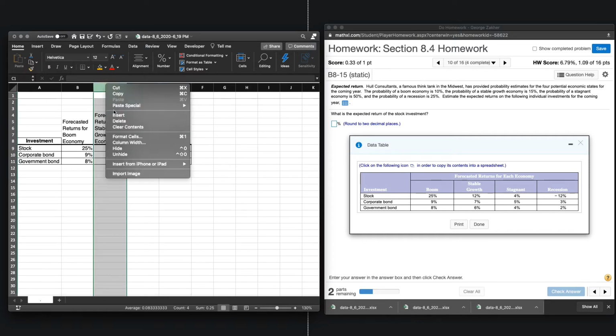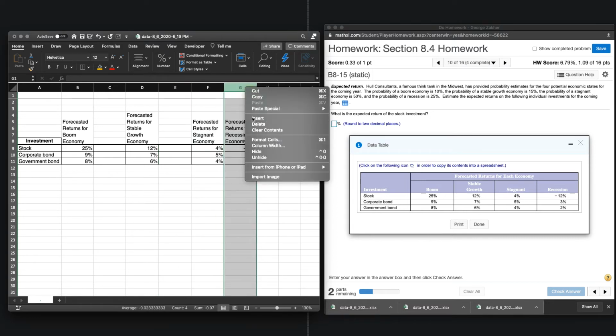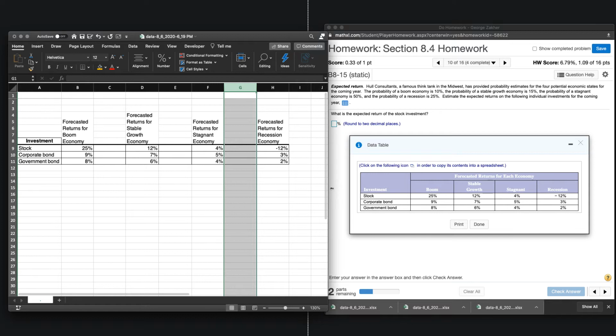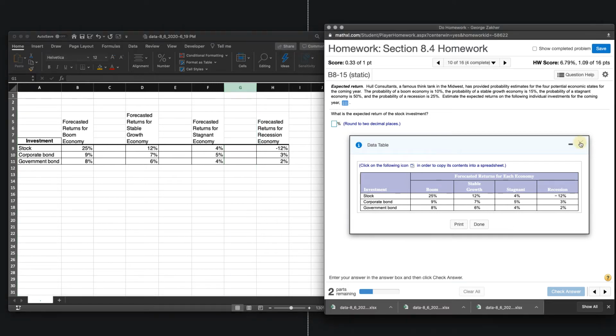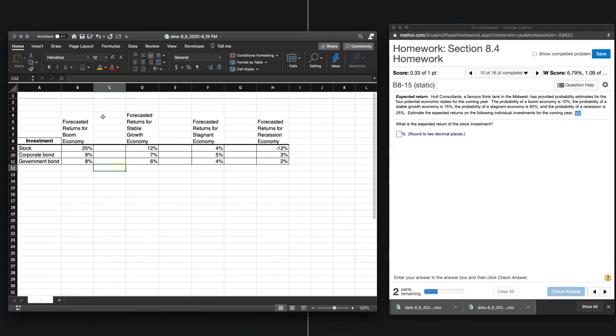So we're going to make a few new columns here and account for that information, okay? A little more focus on the spreadsheet. Okay, so ultimately we know what we're forecasted based off of a boom economy, but what is the probability of a boom economy? Okay, so the probability of a boom economy is 10%. So that's what they're forecasting for that.